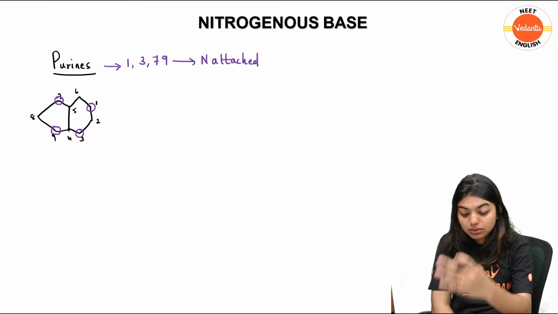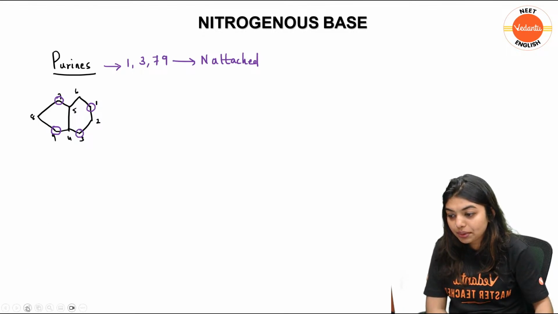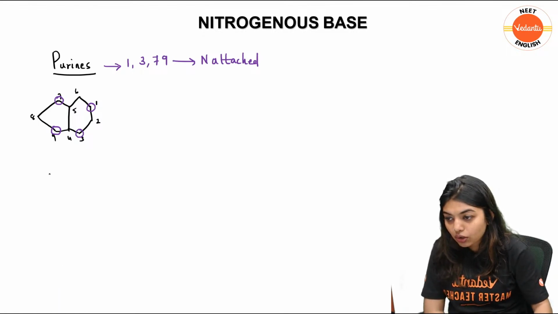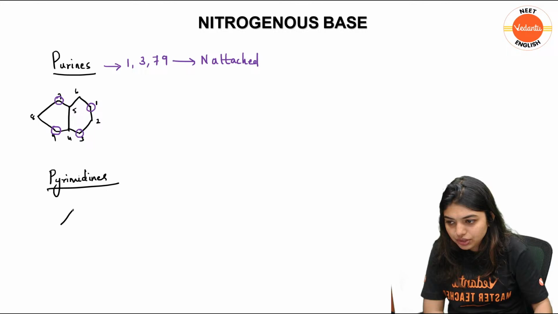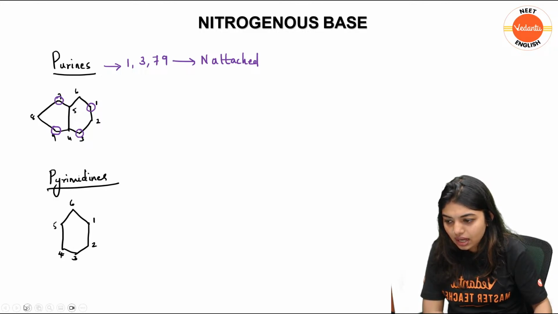Okay. Now on pyrimidines, what will be the positions? Let's see that also. On pyrimidines, you have 6 positions, right? 1, 2. See, these are the positions. So again, you label from here always. 4, 5, 6. Out of these, look here, your 1 and 3 will be nitrogen attached. Okay, N attached position will be 1 and 3.